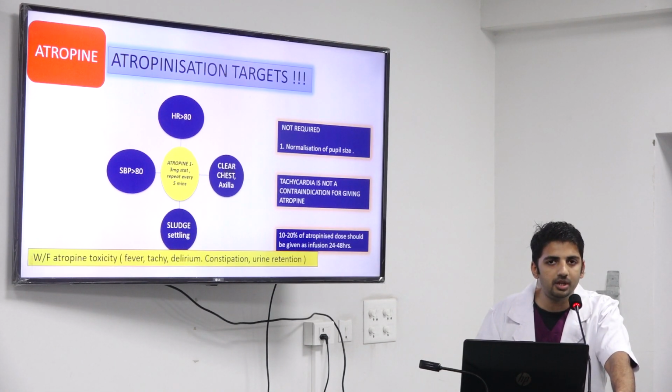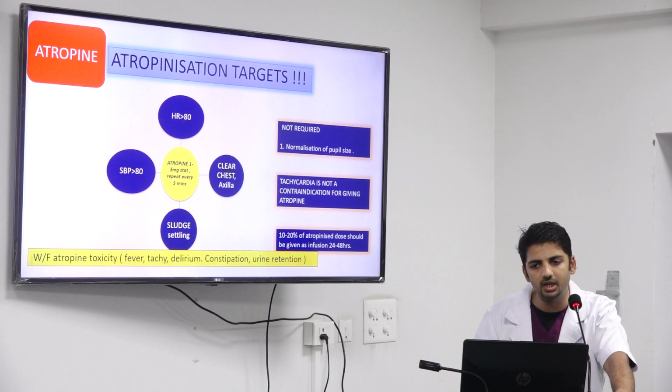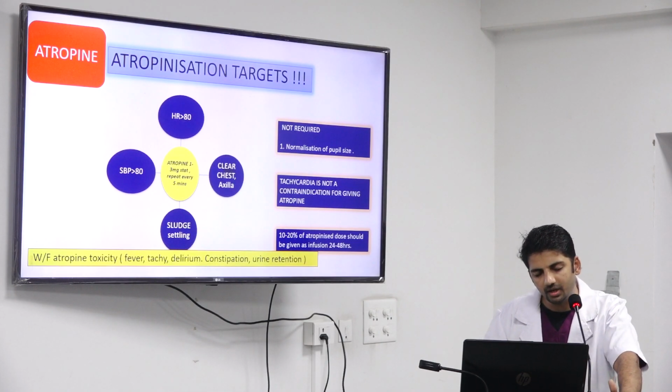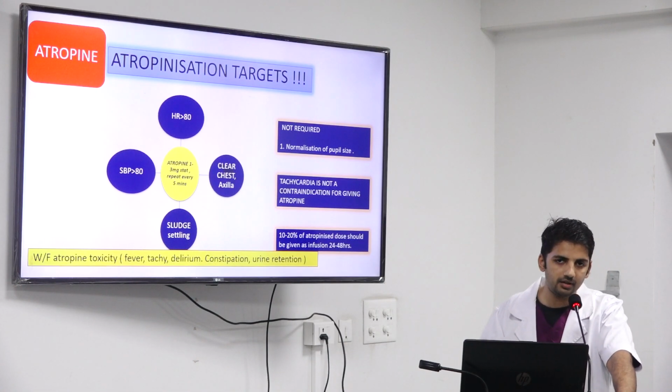The dose is 7.5 milligrams diluted in 100 to 200 ml normal saline, running as an infusion, and the dose should be titrated based on the symptoms.